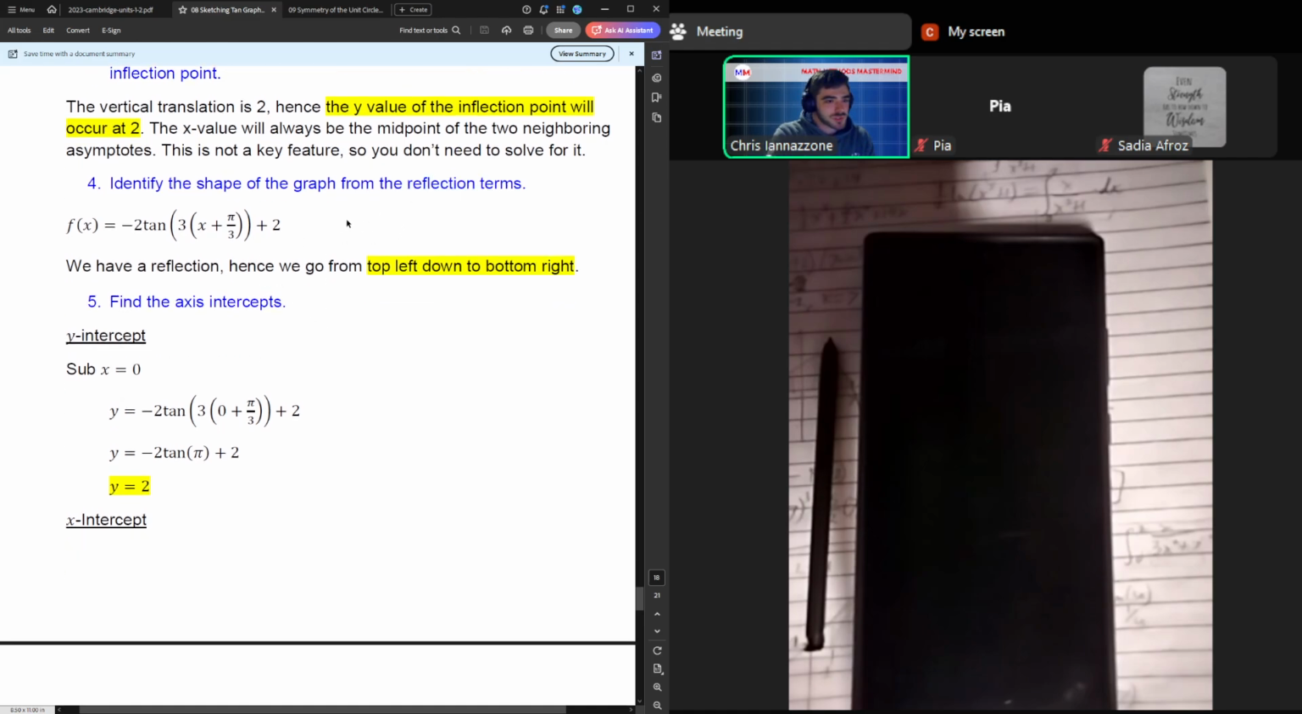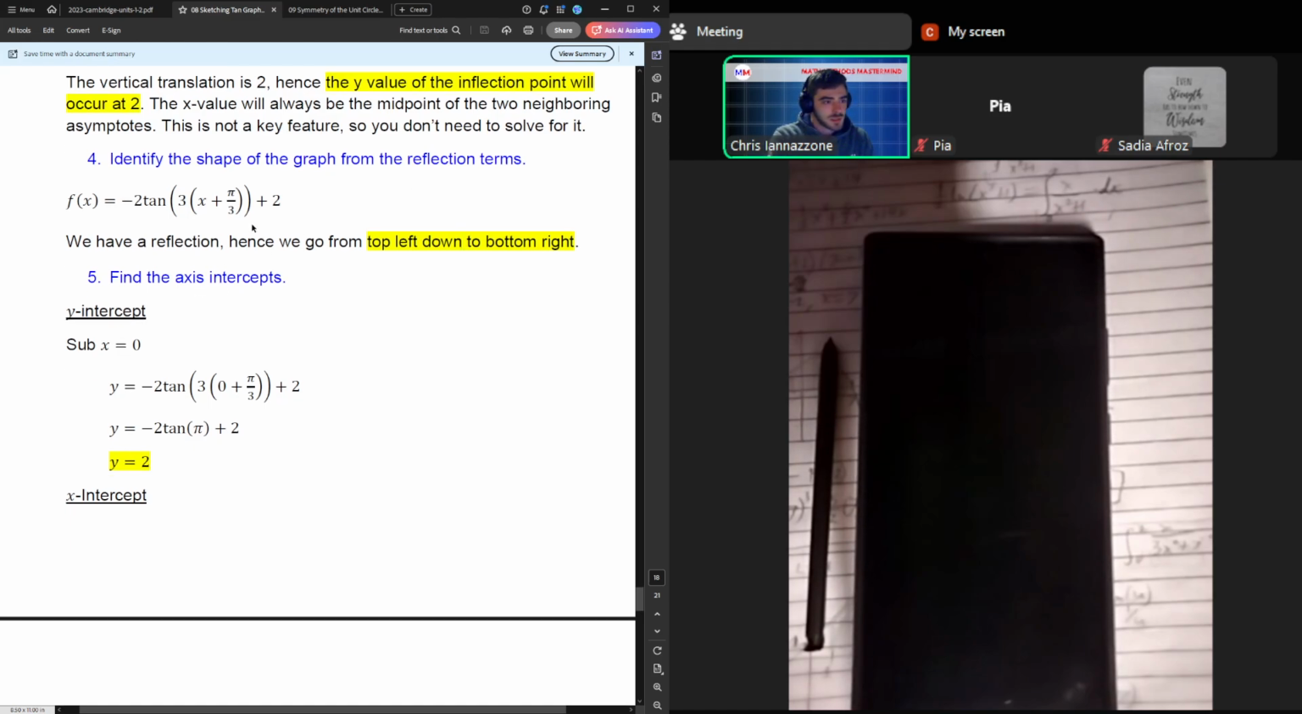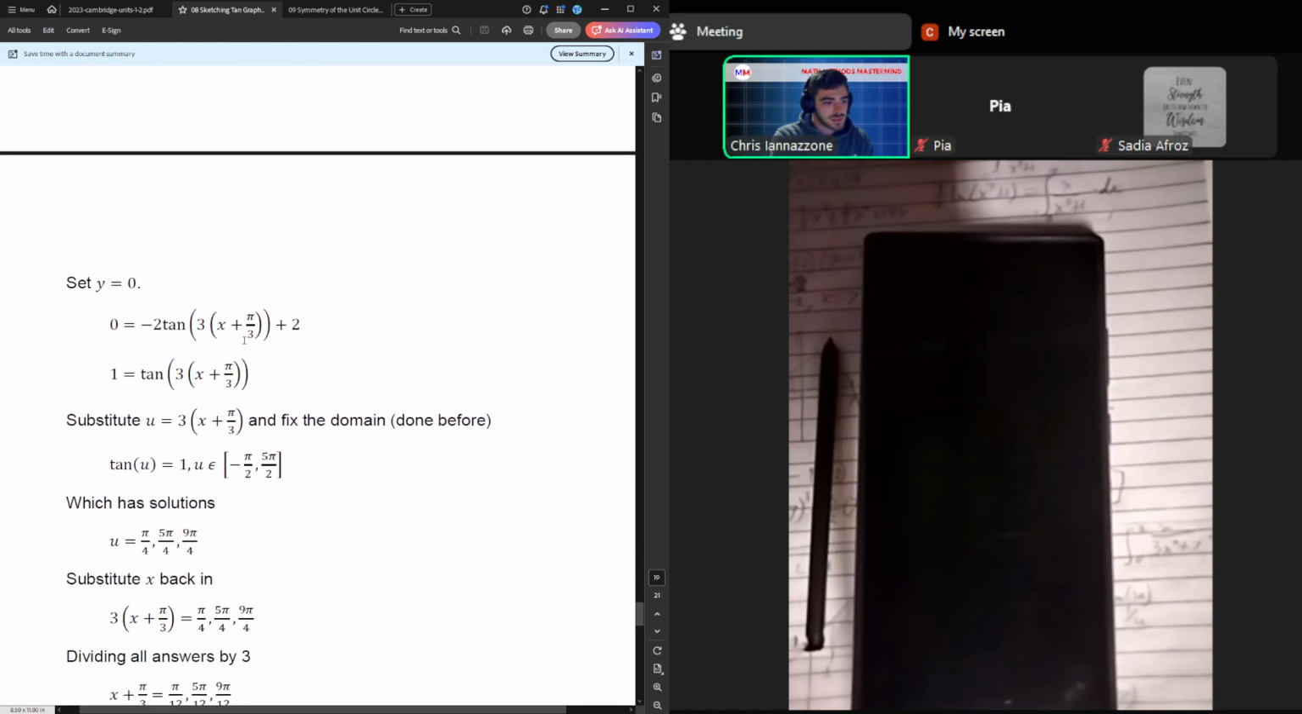Identify the shape. So really it's the reflection terms that you want to spot here. It's negative tan, so instead of going bottom left, top right, it's now going to be top left to bottom right. Works the same way as cubics. Because we have a vertical translation, we do have to solve the axis intercepts individually. So y-intercept, let x equal 0, nothing too crazy there. X-intercept, let y equal 0.